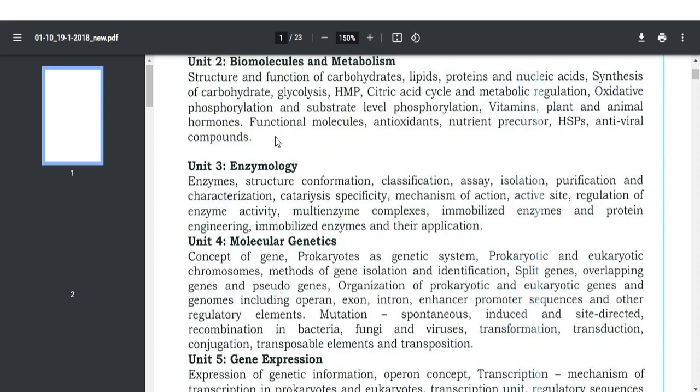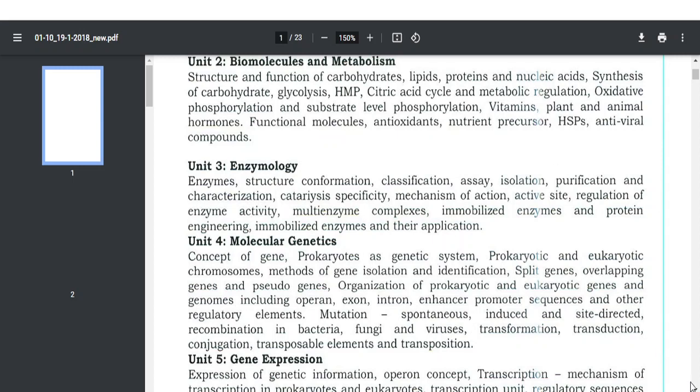At the same time, you need to give special focus to plant biochemistry. Instead of studying general biochemistry, just refer to a few plant biochemistry notes. It will be really beneficial for you. But nearly 90% of questions will be coming from general biochemistry only. Still, give special focus to plant biochemistry.